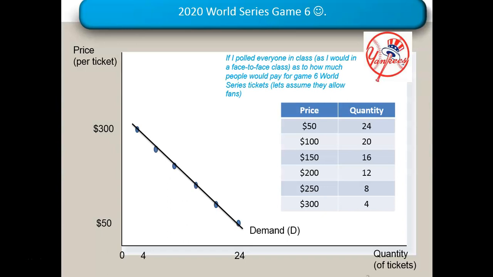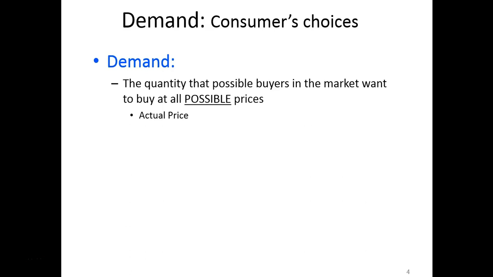But in reality, maybe just one of these prices exists. So maybe the Yankees are, for example, charging $250. And if that's the case, then our class, or this hypothetical class that this table is based on, 8 people would want to go, or 8 tickets. They would want to buy 8 tickets. So the actual price, whatever price exists in the market at any moment in time, is part of demand.